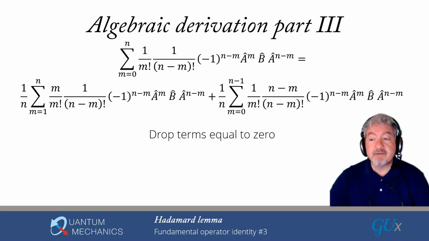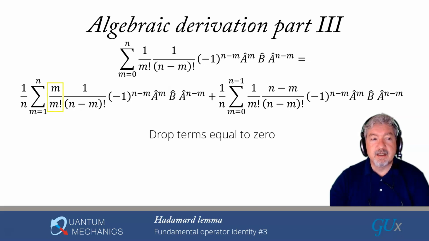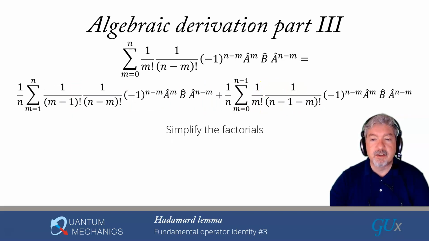Now, all that I have to do is take that summand and shift m goes to m plus 1 everywhere. I'm going to be doing that in just a second, but first I just simplified the factorials. You can see on the left-hand side that m gets rid of one of the terms in the m factorial, it becomes m minus 1, and the n minus m gets rid of the last term in the n minus m factorial, it becomes n minus 1 minus m factorial. So we've done that.